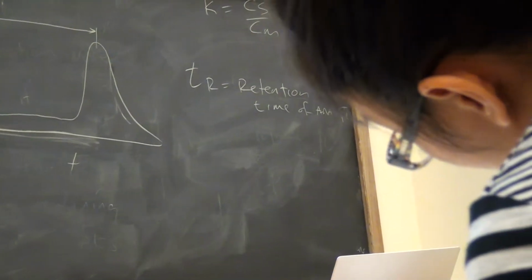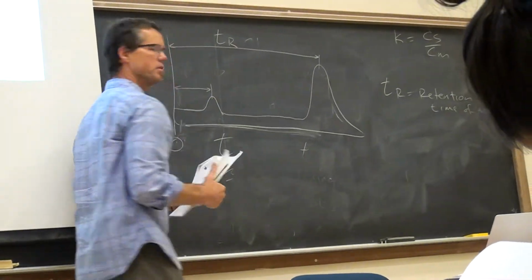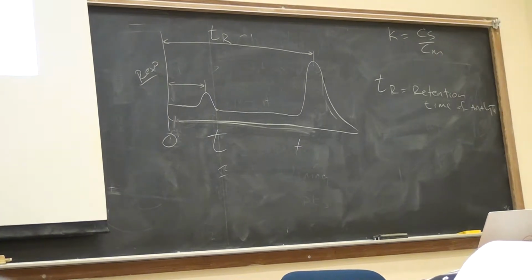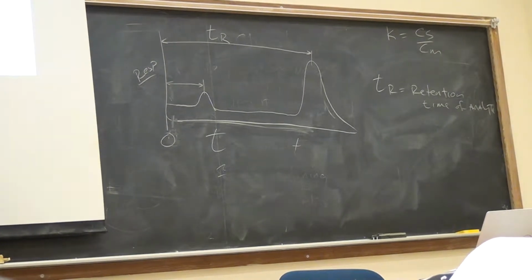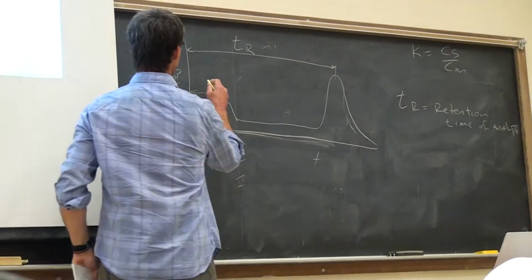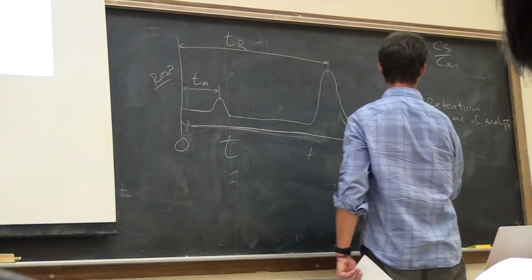And there's also a time here that's referred to where essentially just the time it takes for the mobile phase to push that sample matrix, not your analytes, but the things that don't partition to the stationary phase through. And that's referred to as the t sub m, or the mobile phase elution time.